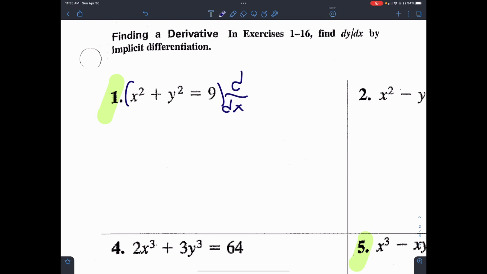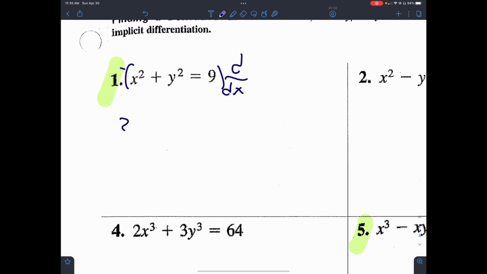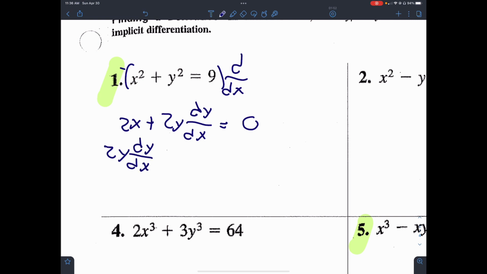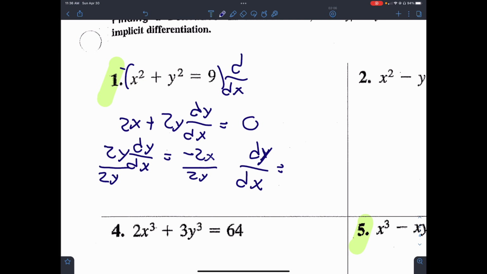So first, x squared goes to 2x, plus y squared, which is 2y, but then you have to remember you're taking the derivative of y, so you need to put on a dy over dx, and that is equal to the derivative of 9, which is 0. We'll set this equal, so 2y dy over dx is equal to negative 2x. We'll divide by 2y, divide by 2y. So dy over dx is equal to negative y over x. Or, sorry, negative x over y.